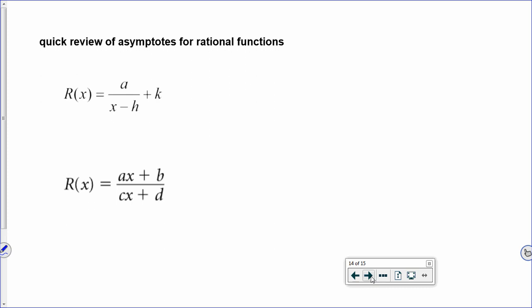So for example, it could say the function r of x equals 1 over x minus 2 plus 4, right? That would be a rational function. And the asymptotes for this function, the vertical asymptote is at x equals 2. And I'm not that concerned about the vertical asymptote. Good to know, because it's a review concept.